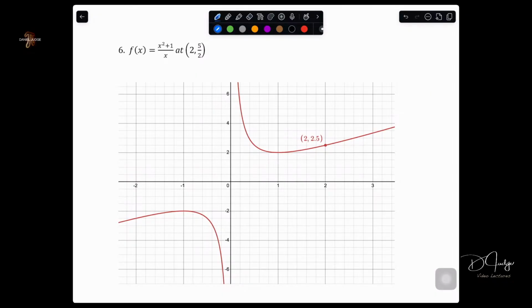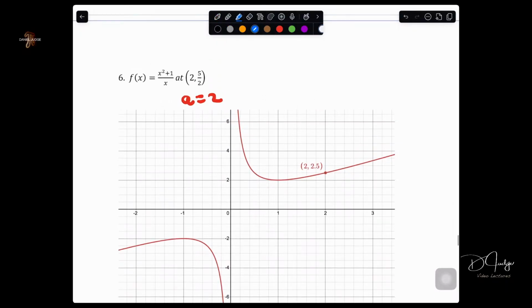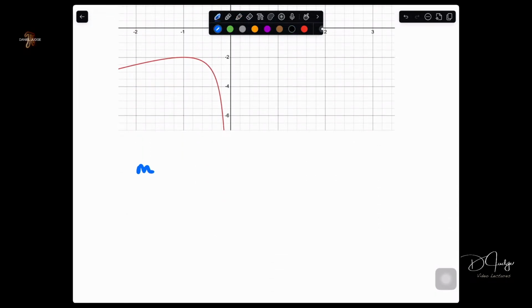All right, we're going to work on question 6 now. So the value of a here is 2. So we're going to try to find the equation of the line tangent to the curve at this location 2, comma, really 2.5. This is what they're looking at here. And so we need m tangent, which is the derivative of f, in this case evaluated at x equals 2.